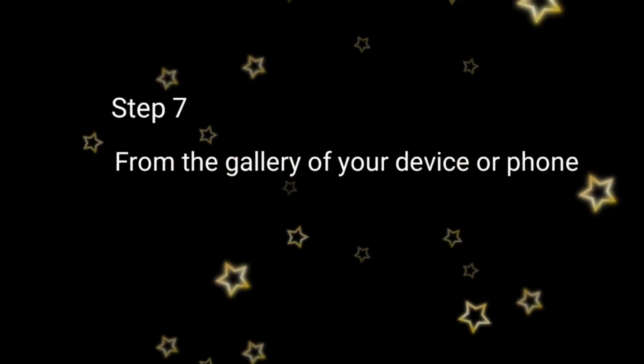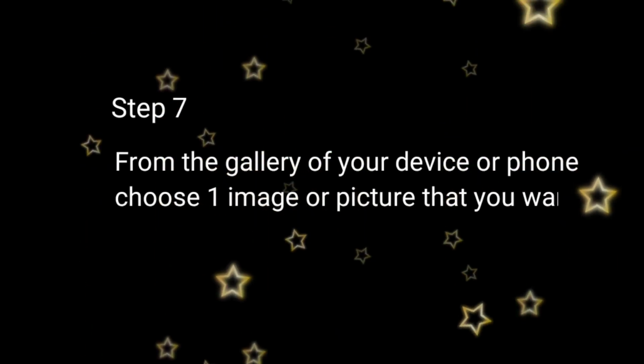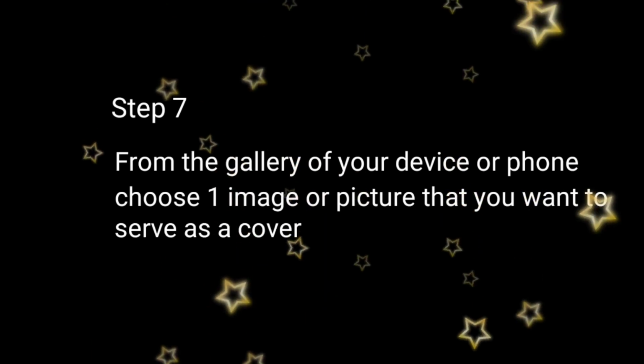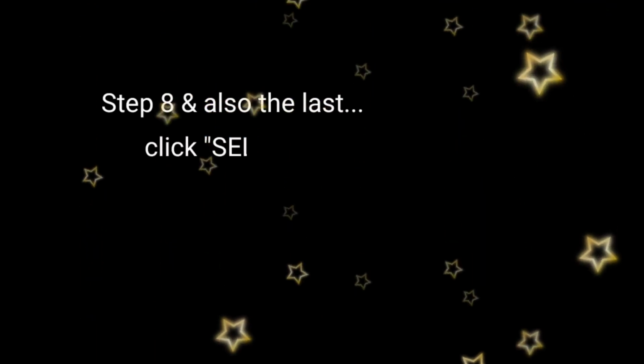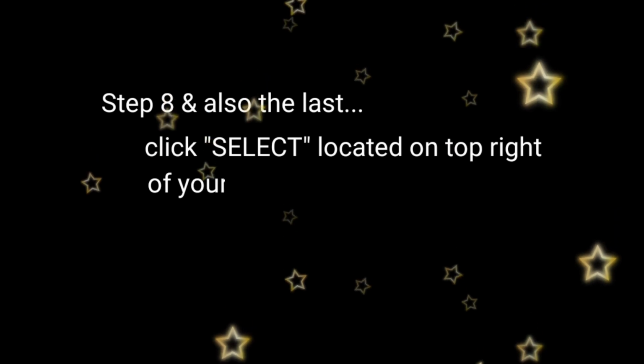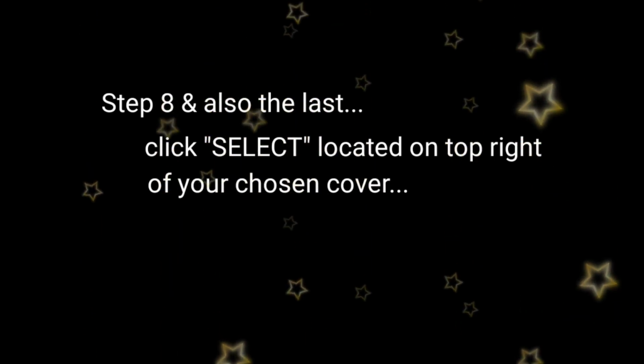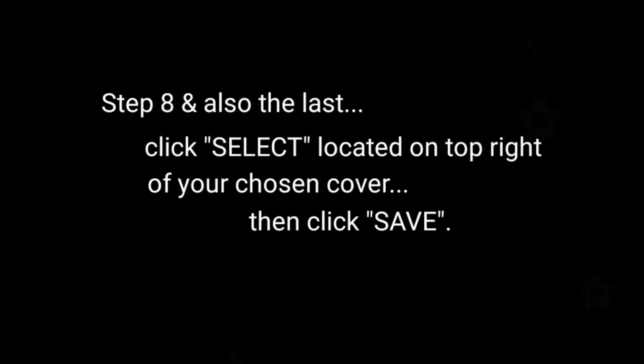Step 7. From the gallery of your device or phone, choose one image or picture that you want to serve as a cover for your YouTube video. Step 8, and also the last. Click Select, located on top right of your chosen cover. Then click Save.